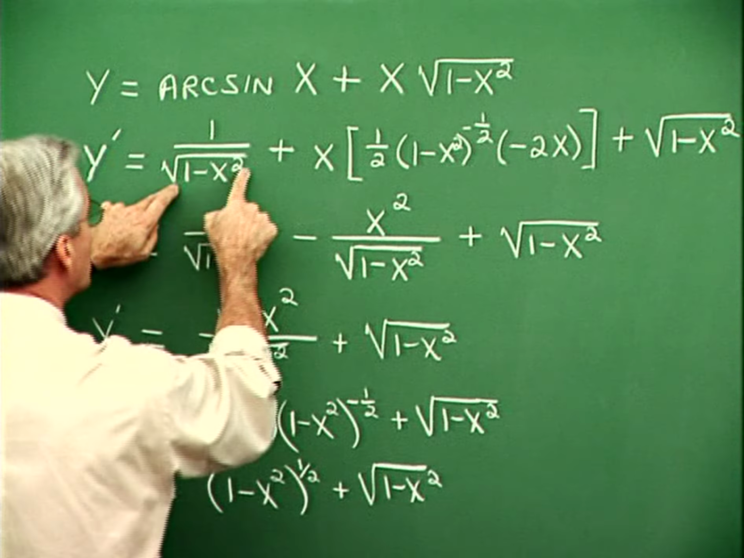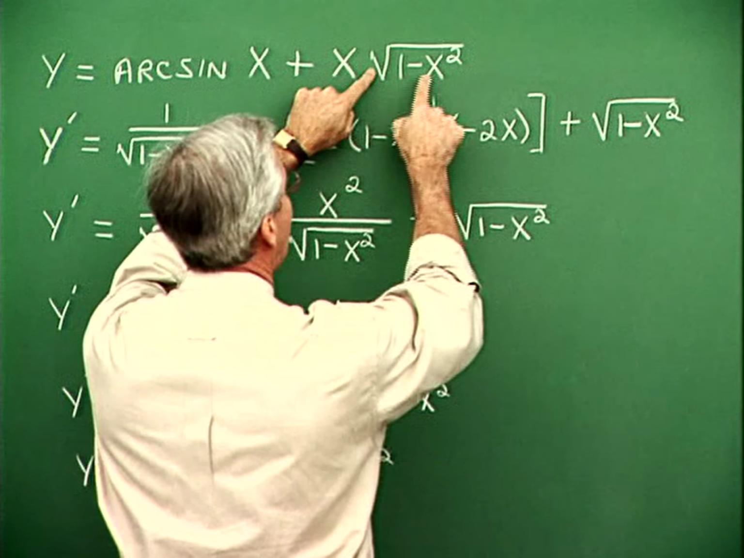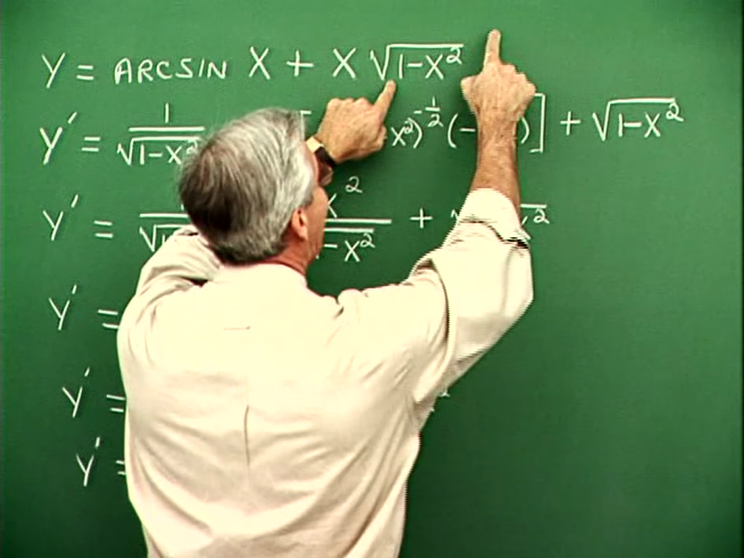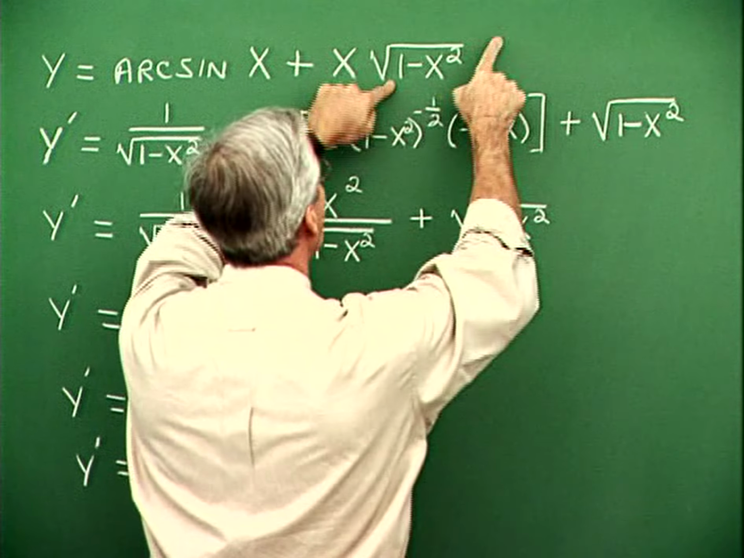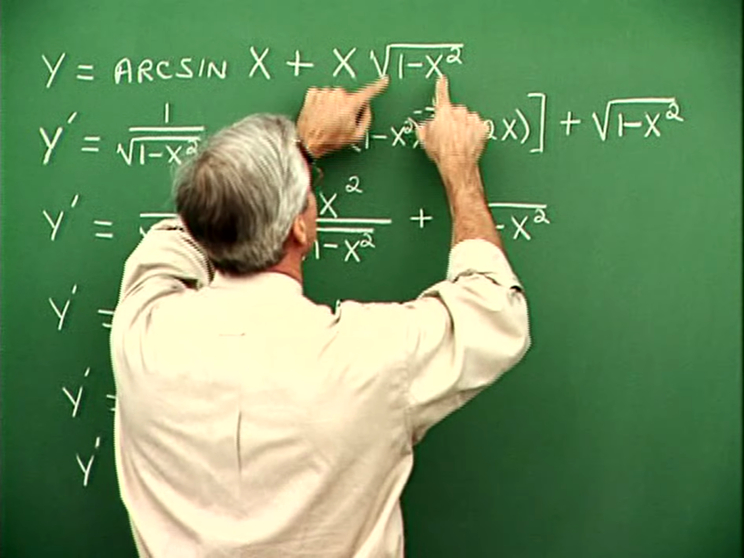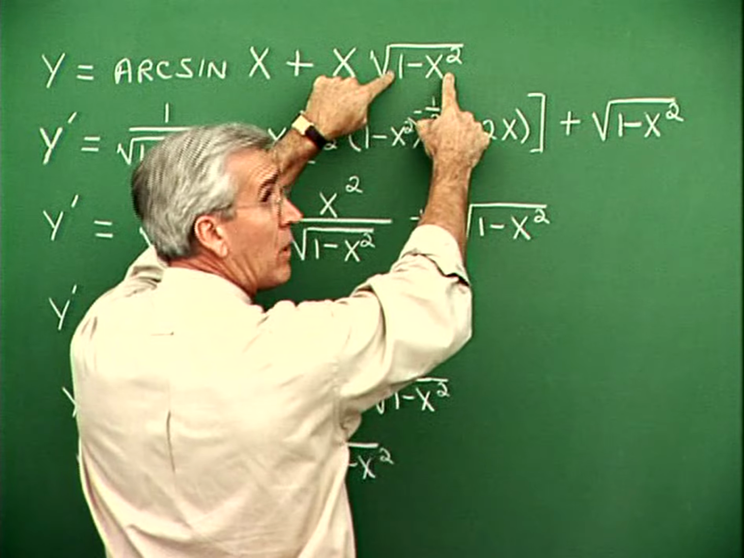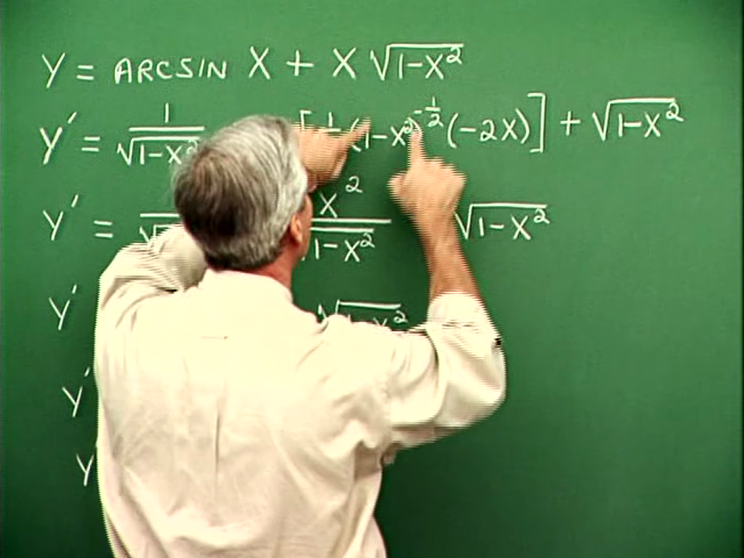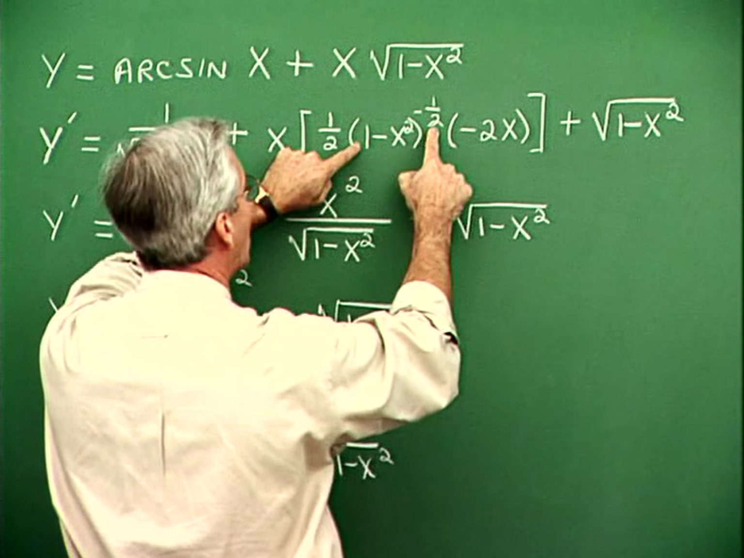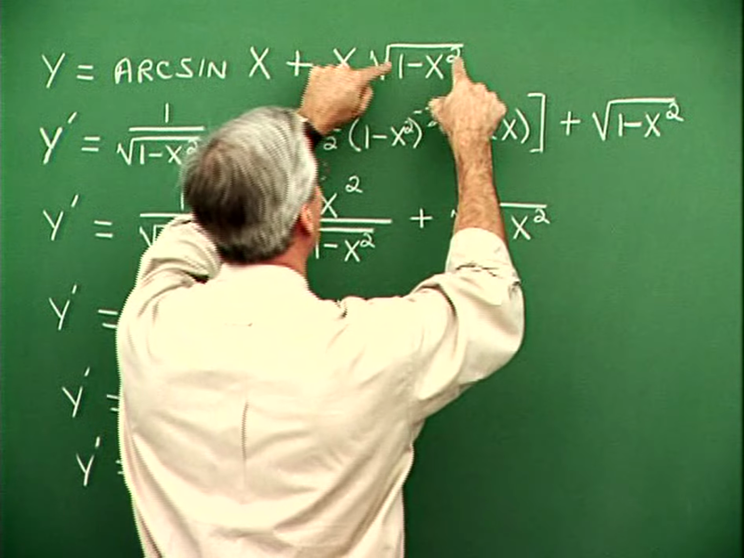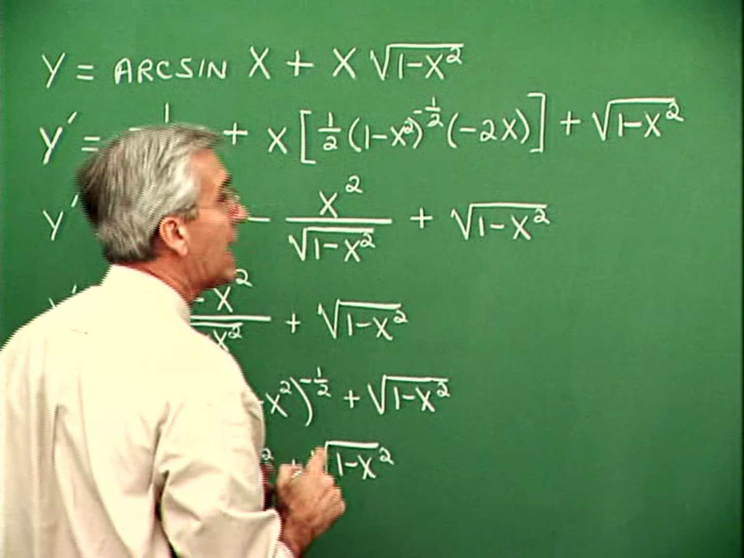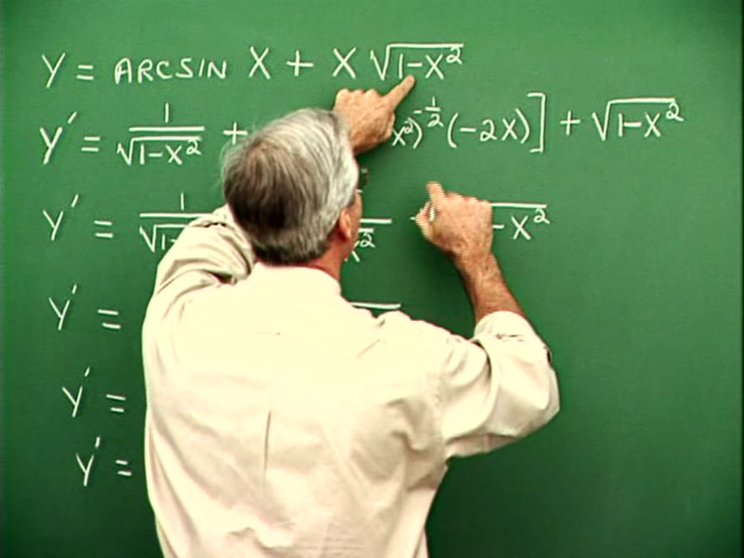Now over here we have, let's see, x times the derivative of this. Now we have to use our rules from before about this. So we're thinking of this as 1 minus x squared to the 1/2 power. So the derivative is 1/2 times this to an exponent 1 less than the 1/2. So it's 1 minus x squared to the negative 1/2. And then times the derivative of the radicand. So that turns out to be negative 2x.